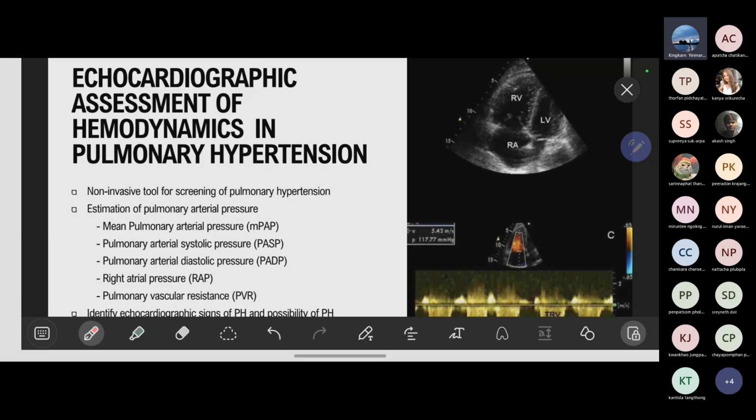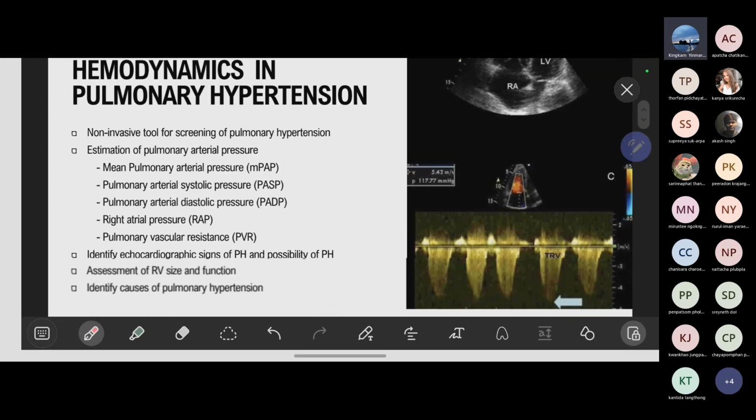As you know, echocardiography is a screening test for patients with suspected pulmonary hypertension. It can provide information about the cause and consequence of pulmonary hypertension, and echocardiographic signs of pulmonary hypertension. And it can estimate mean pulmonary artery pressure, pulmonary artery systolic pressure, pulmonary diastolic pressure, RAP, and PVR.